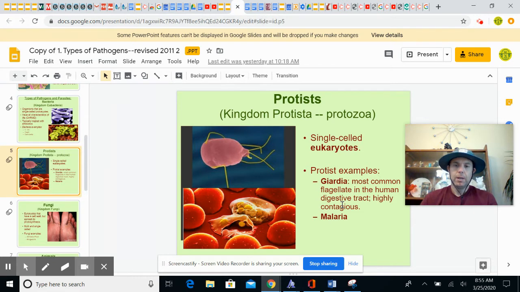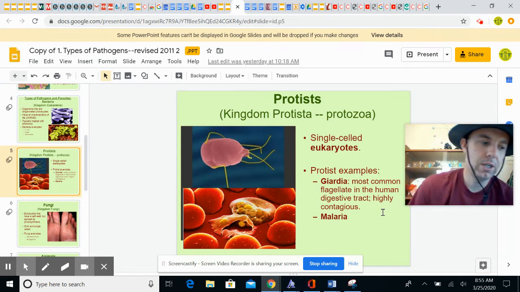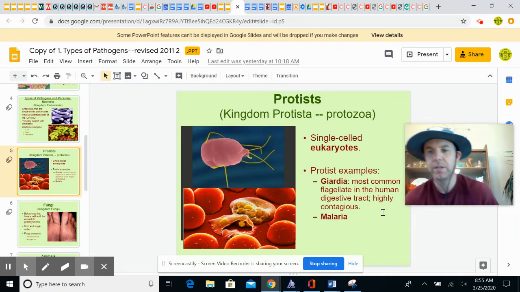So malaria is another protist. I would say that that's going to be through mosquito bites, but the mosquitoes have to be infected with the malaria. We don't have mosquitoes in the United States that I'm aware of that have malaria in them, but a lot of the tropical areas do.